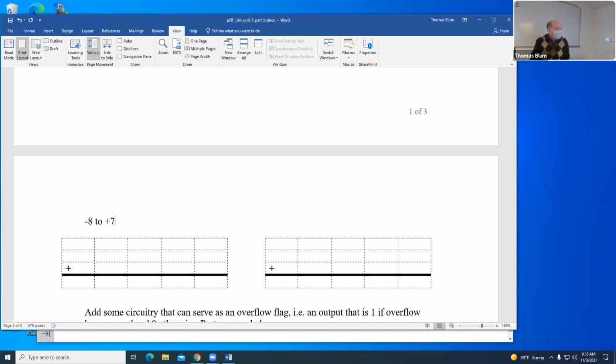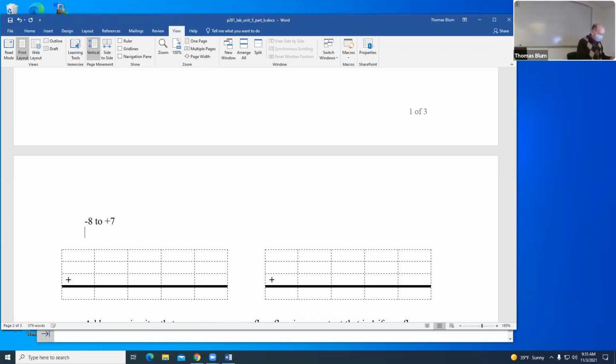So if I add, there are 2 ways for that to happen here. I can add 2 positive numbers and get something bigger than 7. That's taking me outside of my range. Or I can add 2 negative numbers and get something less than -8. That's taking me outside of my range. The overflow takes me outside of my range. All right.